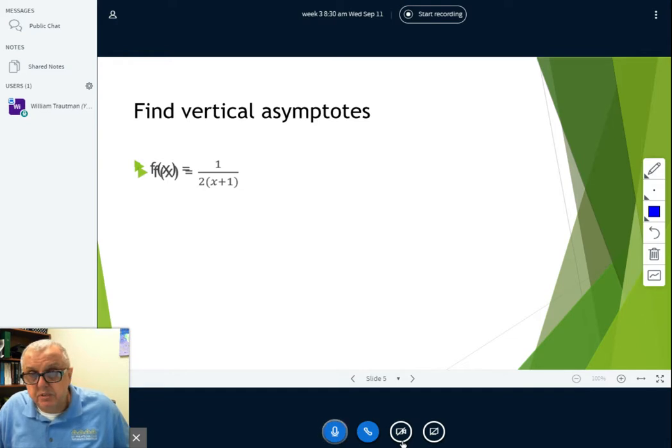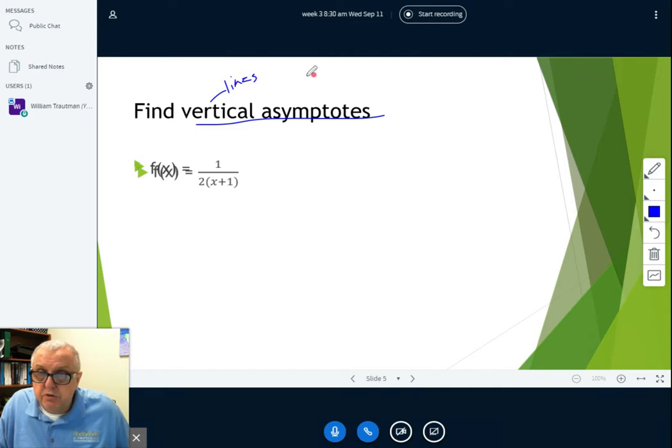Vertical asymptotes. Vertical asymptotes are lines on your graph you cannot cross. To find vertical asymptotes, they are vertical lines. Your graph cannot cross.